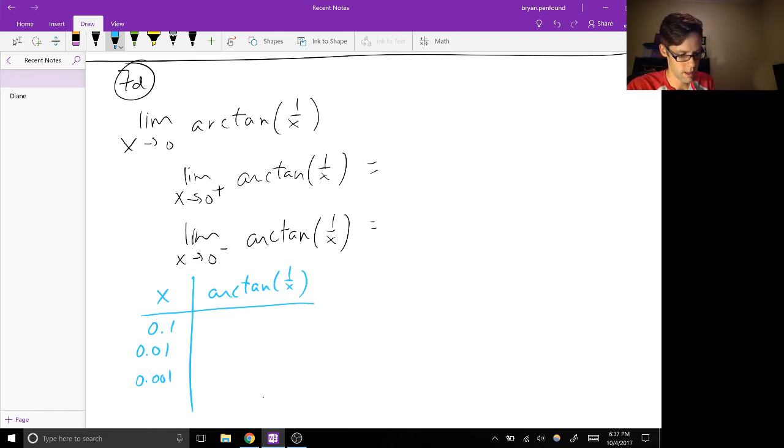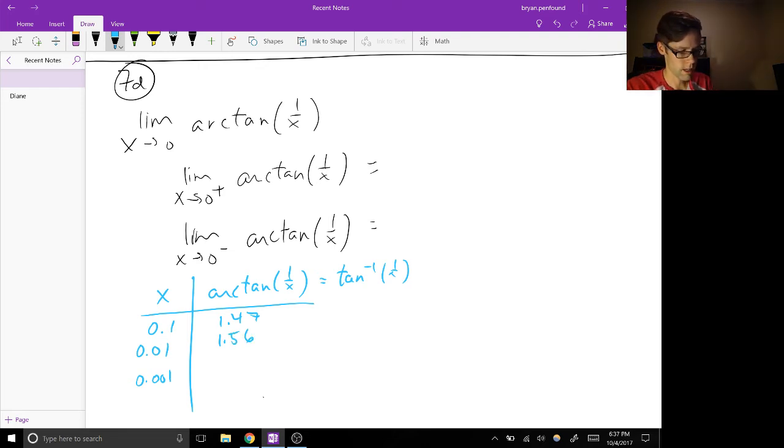So arctan, which is the same thing as tan inverse, by the way. So tan to the minus 1 of 1 over x. I'm going to do shift tan, and that's going to give me tan inverse. And then I want 1 divided by 0.1, and then we'll see what pops out. I'm going to get something like 1.47. I'll take 2 decimal places because I just want an idea of what's happening. So tan inverse of 1 divided by 0.01, that was like 1.56.